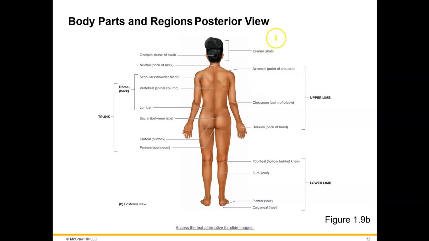If you start at the top on the right side, we already did that, the skull is the cranial region, the shoulder is the acromial region, the elbow is the olecranon, the olecranal region, back of the hand is the dorsum, the back of the knee is popliteal, the calf is sural, the bottom of the foot is the plantar, the sole of the foot is called the plantar region, and then the heel is the calcaneal region.